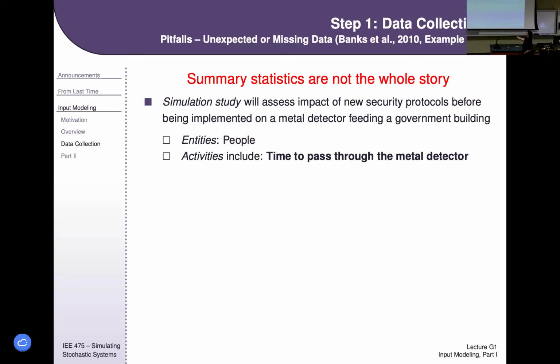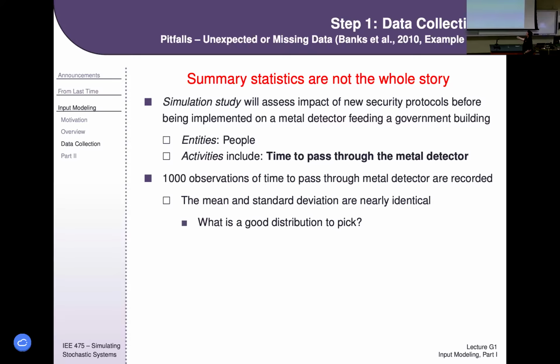So they say, I want you to optimize our security protocols so that we can get people into the building quicker, reduce these lines. So they take 1,000 observations at some point, and the mean and standard deviation are nearly identical. And that's all you know right now. The mean and standard deviation are nearly identical.